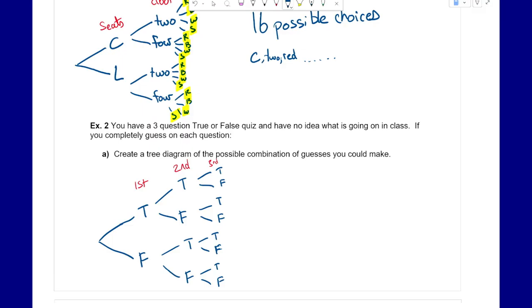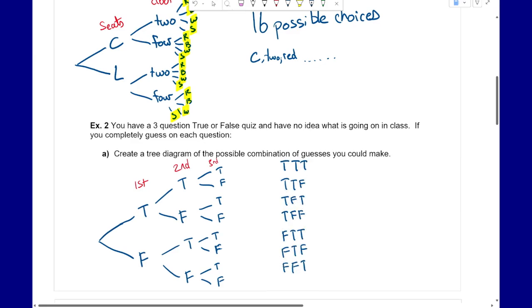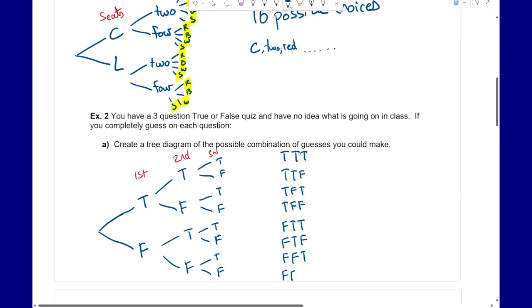And so those are all the different combinations. So I could go through and say my possible guesses are true, true, true; true, true, false; true, false, true; true, false, false; false, true, true; false, true, false; false, false, true. Let me just move this up to make it nice and neat in just one row. And the very last one, false, false, false. You don't have to write those out. You could just look through each pathway if you had to.